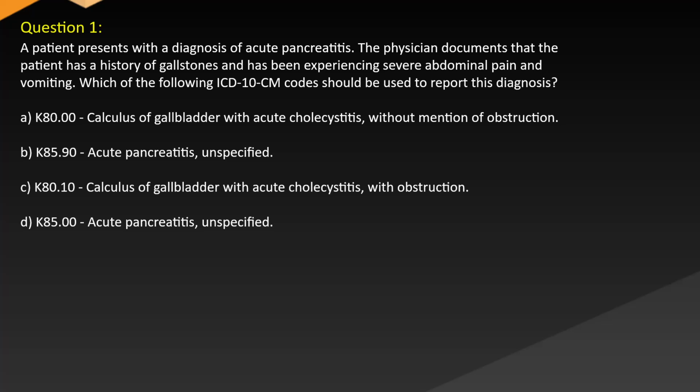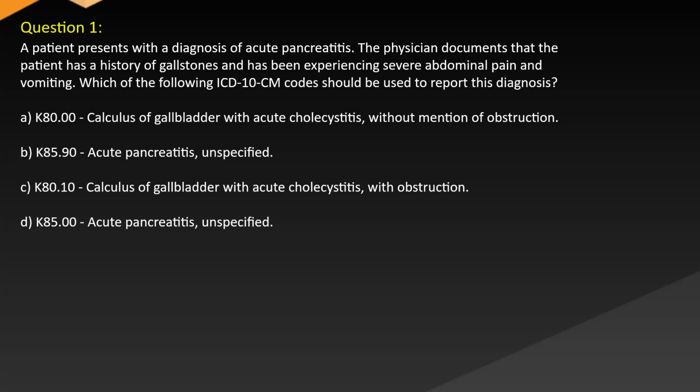Question 1. A patient presents with a diagnosis of acute pancreatitis. The physician documents that the patient has a history of gallstones and has been experiencing severe abdominal pain and vomiting. Which of the following ICD-10-CM codes should be used to report this diagnosis?